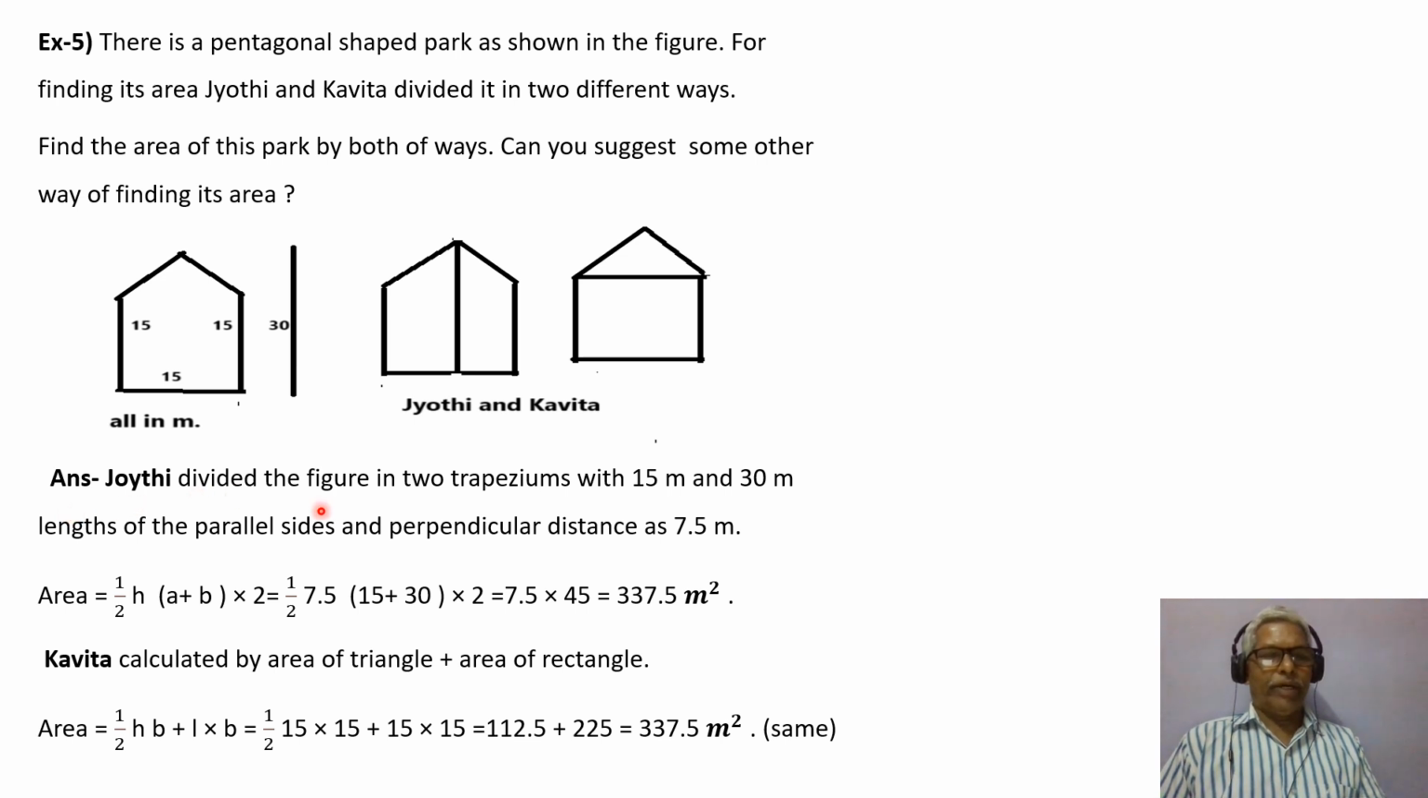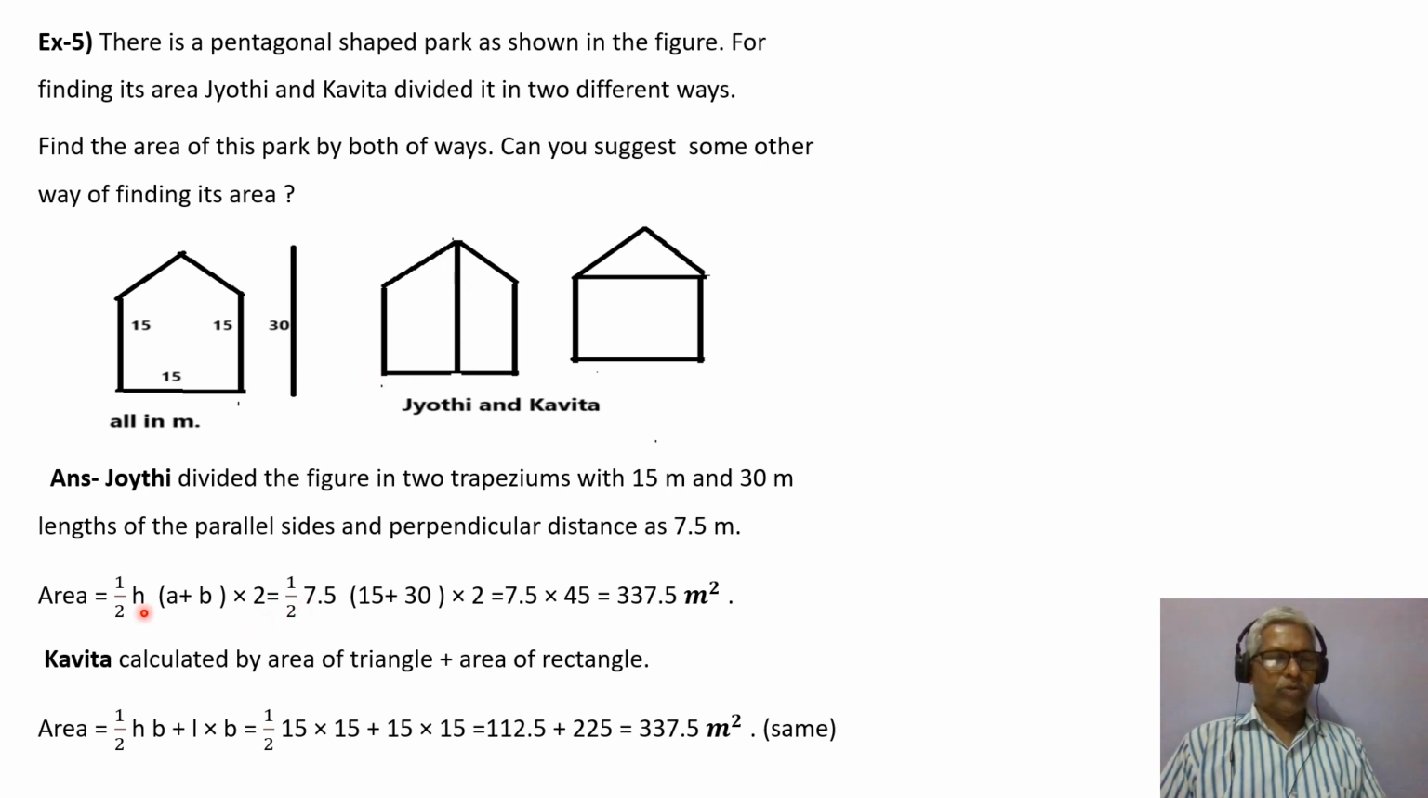Jyoti divided the figure into two trapeziums with parallel sides of 15 meters and 30 meters and a perpendicular distance of 7.5 meters, and there are two of this type. So the area will be the area of one trapezium into two. The area of a trapezium is given as half into h into (a plus b), into 2. That will be the area of the whole field.